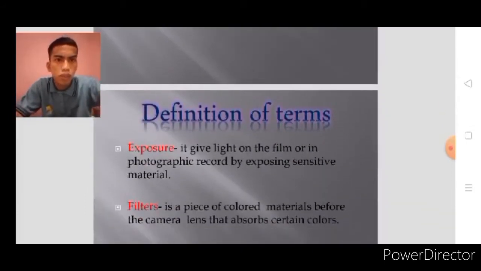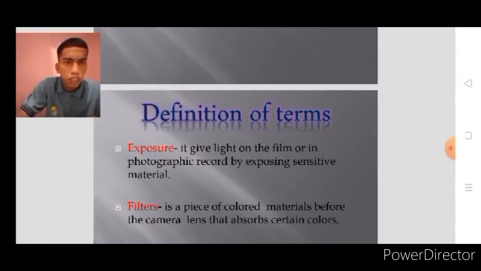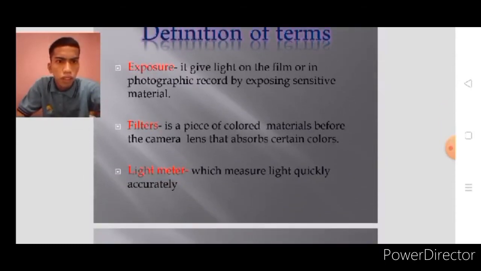Definition of terms. Exposure. It is giving light on the films or in photography record by exposing sensitive materials. Filter. It is a piece of colored material before the camera lens that observes the center of colors. Light meter, which measures light quickly and constantly.